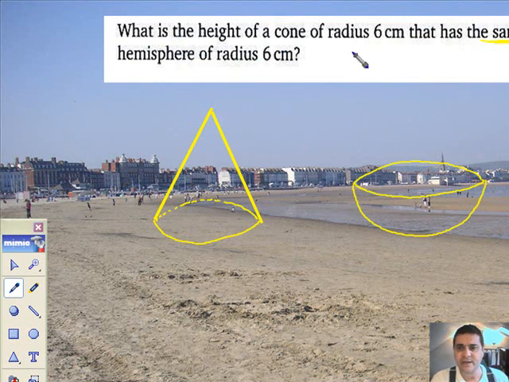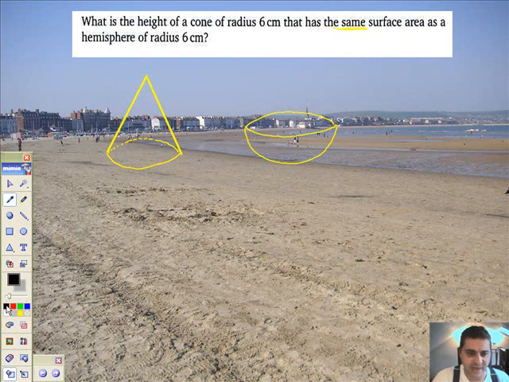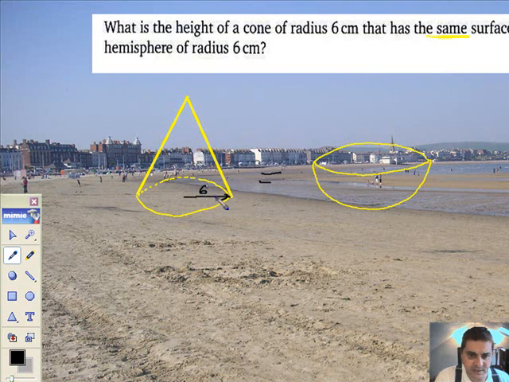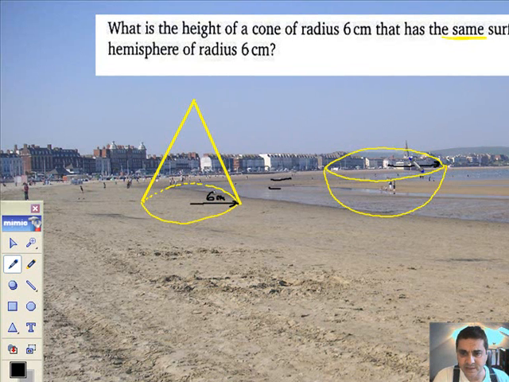Now the height of the cone, radius 6 centimeters, has the same surface area. Let me just put a great big equals there. Let's fill in some details that we know. Right, we know the radius is 6, so from there to there I've got radius of 6 centimeters. Same with the hemisphere, I have a radius of 6 centimeters there. Probably doesn't come out very clearly, but never mind. Make that a bit bigger. There you go, 6 centimeters. So that's what I've got.